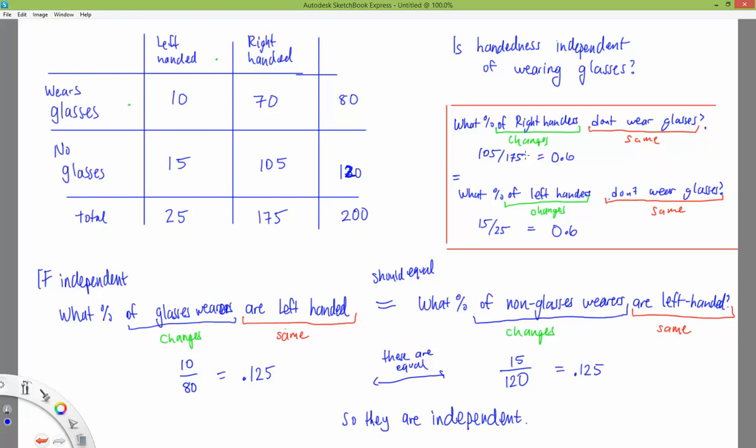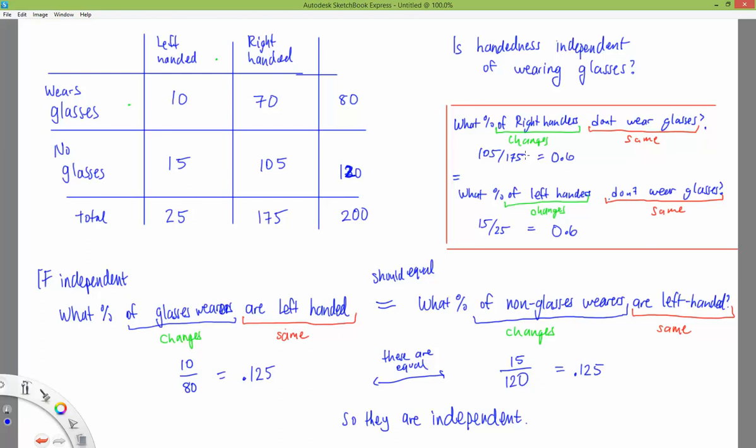Same thing over here. What percentage of non-glasses wearers are left-handed? 12.5%. What percentage of glasses wearers are left-handed? 12.5%. So whether you wear glasses or not, you have the same percentage of people who are left-handed. So that indicates that those two are independent.